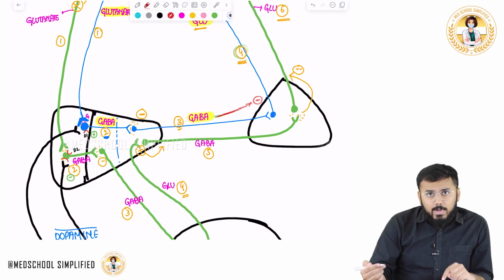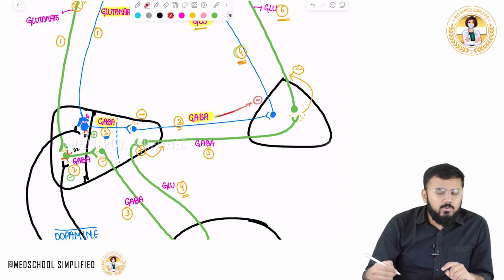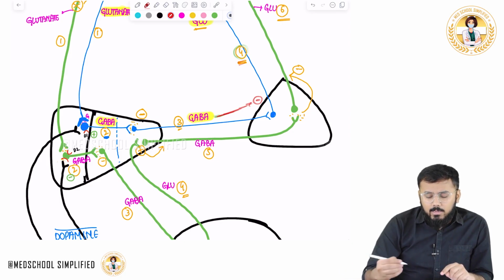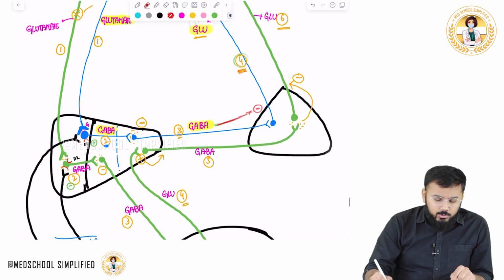Whenever I want to contract, that time I will tell neuron number 3 not to release GABA. So when GABA is not released, automatically the fourth one will be activated, right? Whenever I want to relax, what will happen? I will tell neuron number 3 to shut down neuron number 4. So that time it will release GABA.